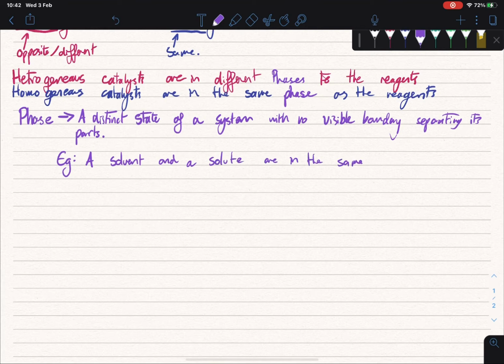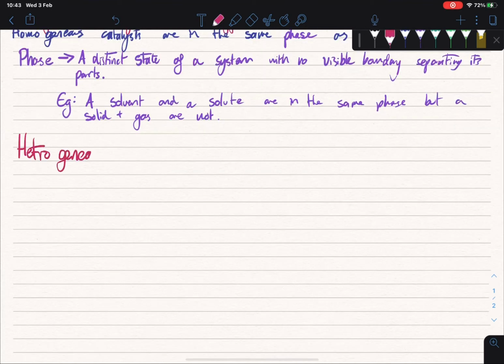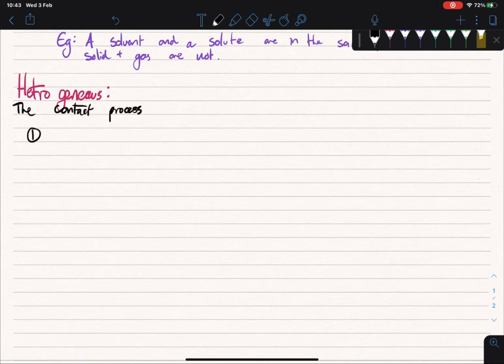We're now going to take a look at some catalytic reactions that we need to know for the syllabus. We're going to start off with the heterogeneous reactions that we need to know, and the main one is the contact process. It's also worth knowing the Haber process, but that's going to come up less, so we're going to look at the contact process in more detail here.